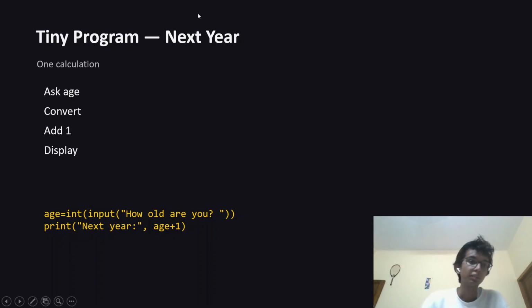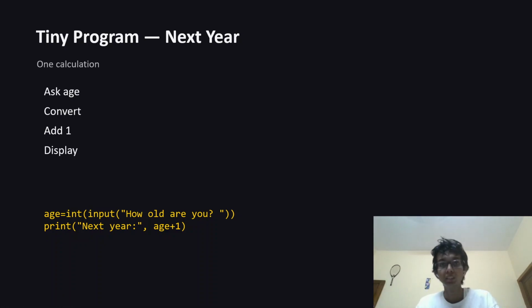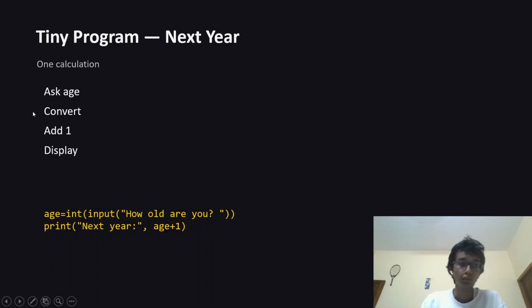I'll give you a hint. It's ask age. So you have to take integer input as age. You have to convert it. You can do it the old-fashioned way, which is just input, then convert to int, then do it. If not, you can just do it like that.